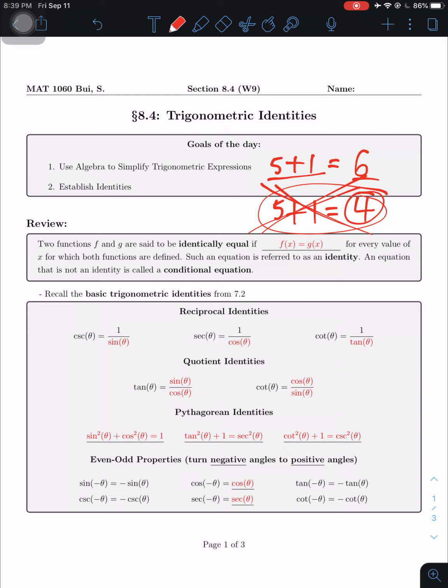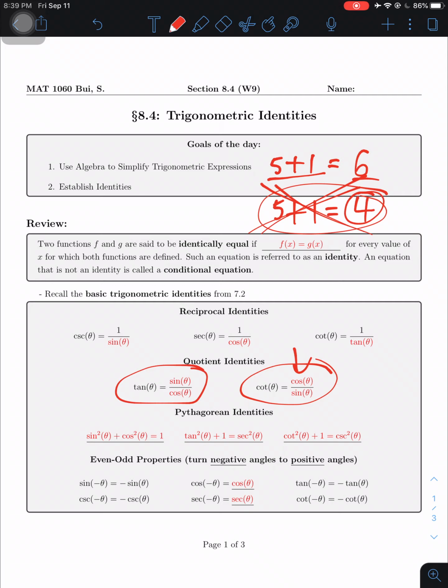And then we also have quotient identities. I told you a little trick about SOHCAHTOA. The last one, tangent, equals sine divided by cosine. And because cotangent is the flip of tangent, we flip them, so it's cosine on top and sine on the bottom, okay?